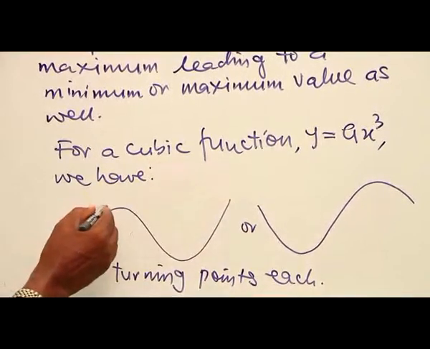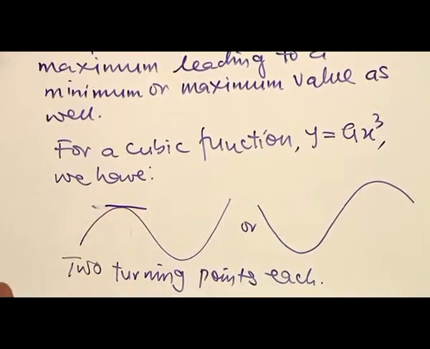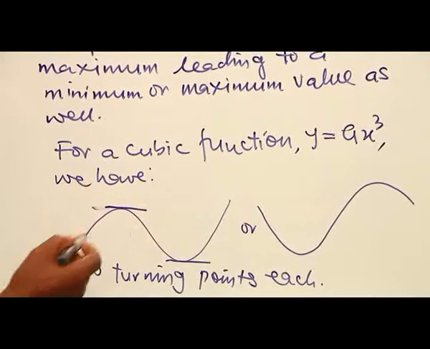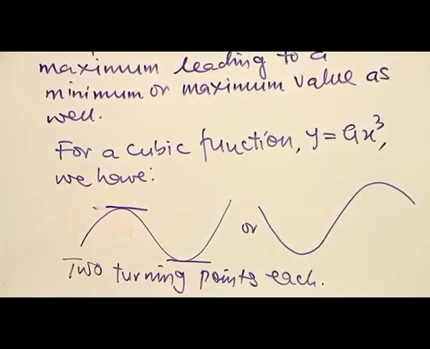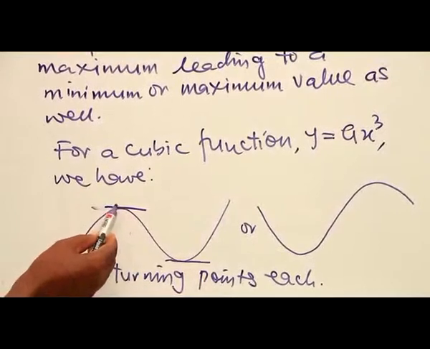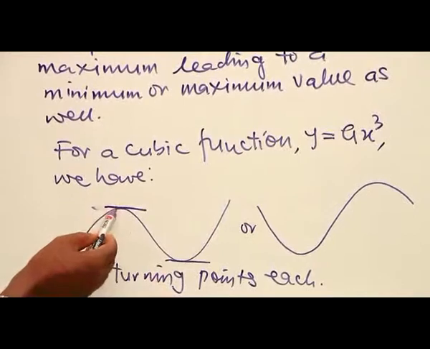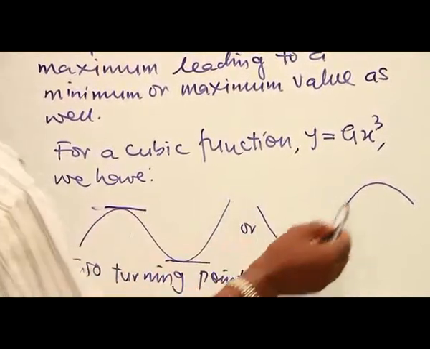And so we have at this point here, and then we also have at this point here, two turning points in each of the cases. In this case, you have a turning point here, you have a turning point here, which also translates to say that you have a maximum point here and a minimum point here. So also you have a maximum value and a minimum value. Similarly, you have this case.